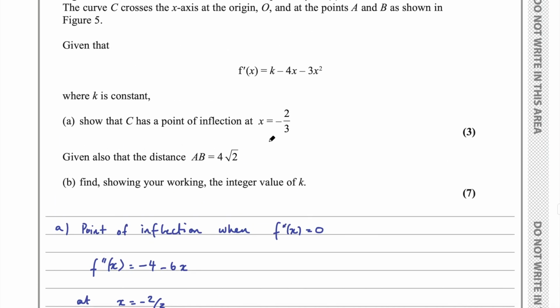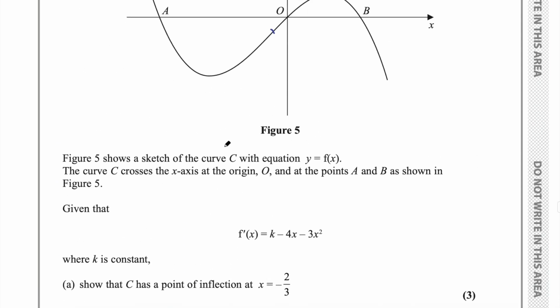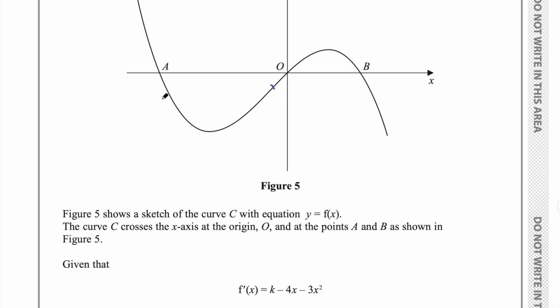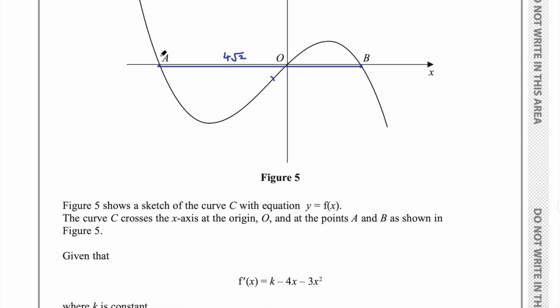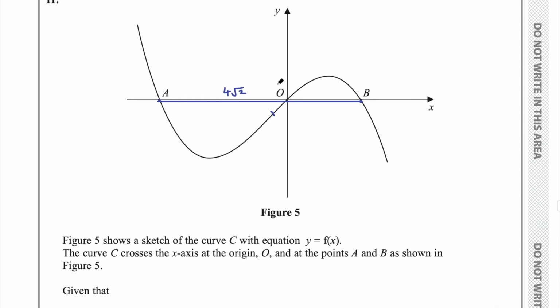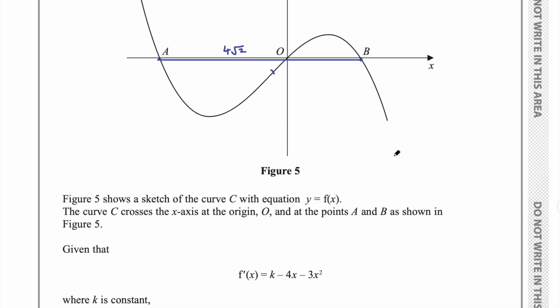Okay, so that was part A. Part B says, given also that the distance AB equals 4 root 2, find, showing your work, the integer value of k. All right, so we've got this length here, AB. They've said it is 4 root 2. They've also told us that A and B are where the curve cuts the x-axis, or in other words, A and B are the solutions to f(x). So that's going to help us.